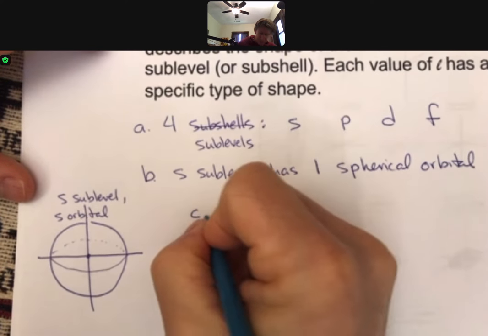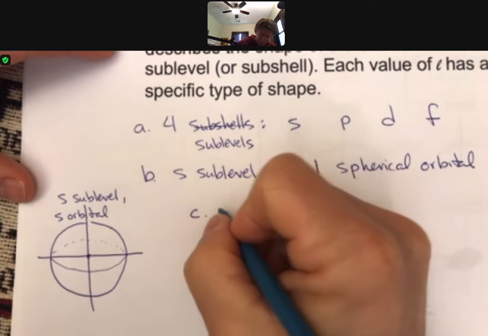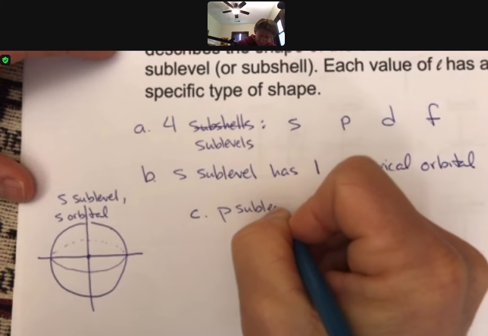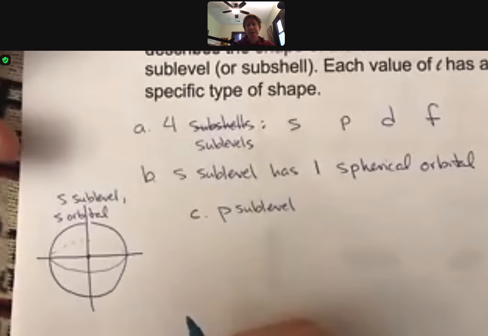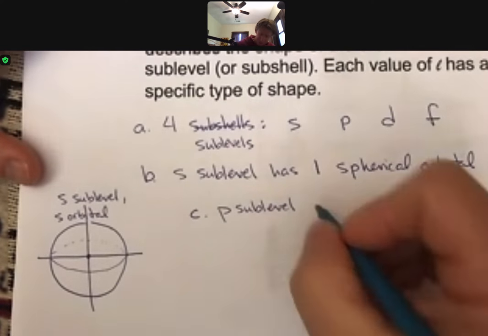Now let's talk about the p sublevel. The p sublevel has three dumbbell-shaped orbitals.